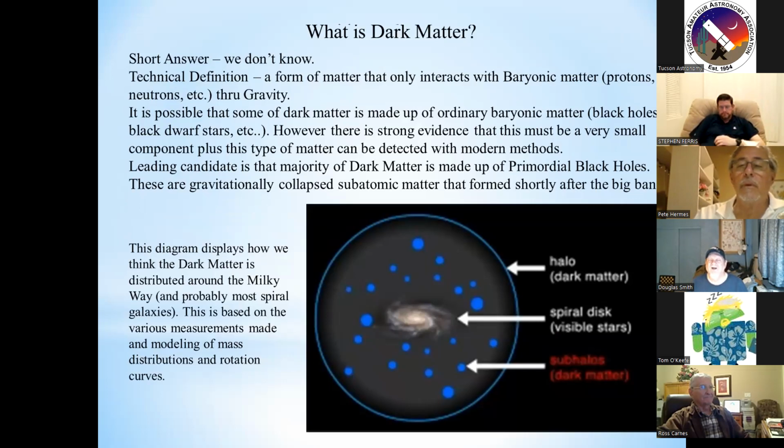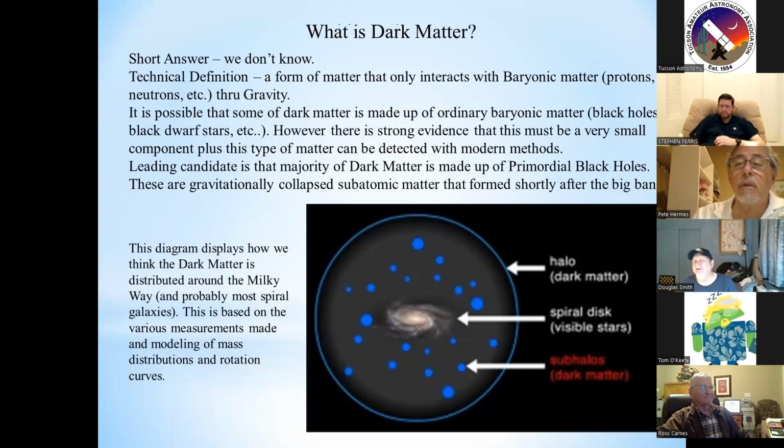And then there's always the question, well, what is dark matter? Well, the short answer, we don't know. It has a technical definition. It's a form of matter that only interacts with baryonic matter through gravity. That's the only way it interacts with baryonic matter. Baryonic matter is all your normal matter, protons, neutrons, electrons, and other subatomic particles and so on. And dark matter only interacts with that type of matter through gravity.